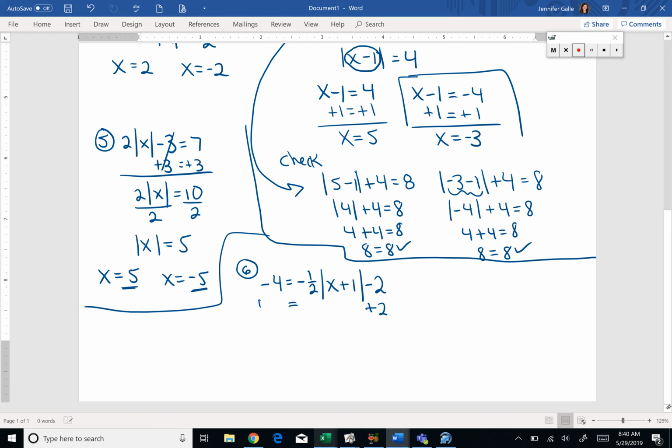So I just want to make sure your first step is okay. Then I want to give you a few more minutes. I know some of you are still working your way through this one, but you do want to add the 2 first. You don't want to add the 1/2 because that's actually being multiplied by whatever's in that absolute value.